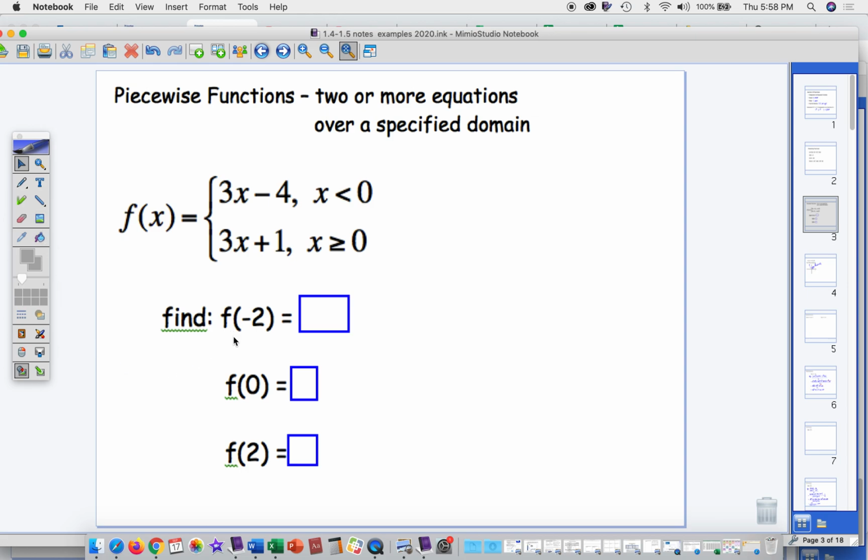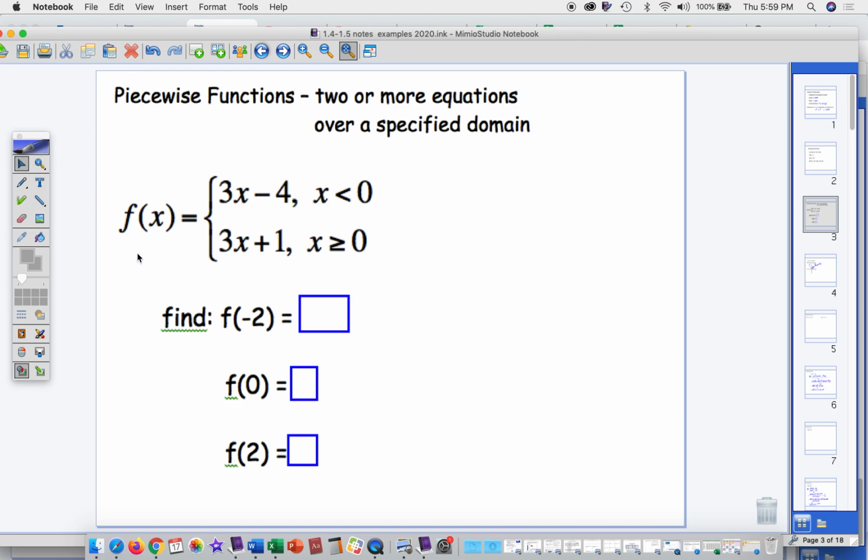For these, you want to make sure that you're using the correct equation based upon the domain. So if you're finding f of negative 2, you'd want to go to the function where it's valid for x less than 0, which would be 3x minus 4. So go ahead and give these three a try. Pause the video and then come back.